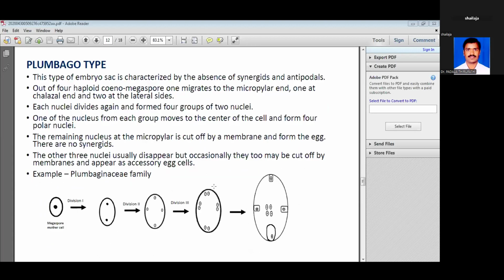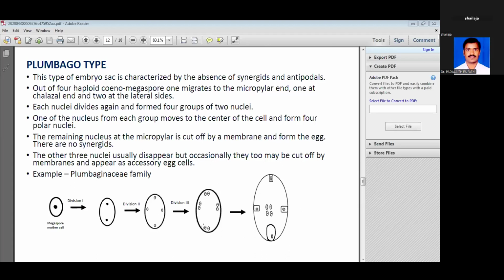Plumbago. See here, Plumbago is also the same, the 4 haploid nuclei move towards the periphery of the cytoplasm. This is the first meiotic division, this is the second meiotic division. The 4 nuclei move towards the periphery of the cytoplasm of the coenomegaspore and get arranged in a crosswise manner, 1 plus 1 plus 1 plus 1 arrangement. Each of these 4 nuclei divides again by mitotic division and forms 8 haploid nuclei, in 4 pairs.